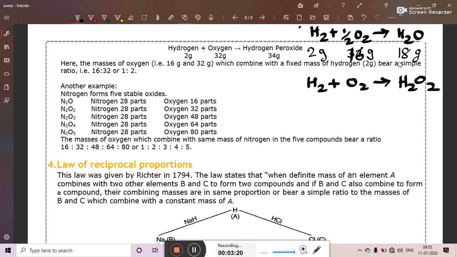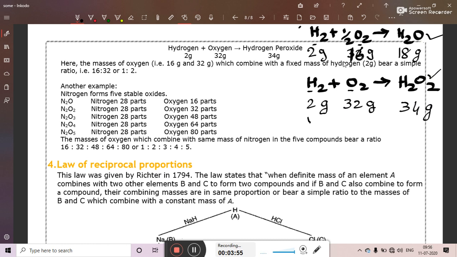But in case of formation of hydrogen peroxide, 2 gram of hydrogen reacts with 2 oxygen. Okay, so that is 32 gram of oxygen to form 34 gram of hydrogen peroxide. So according to law of multiple proportion, two elements, if combined to form more than one compound, so here hydrogen and oxygen, two same elements combine to form more than one compound. One is water and one is hydrogen peroxide.